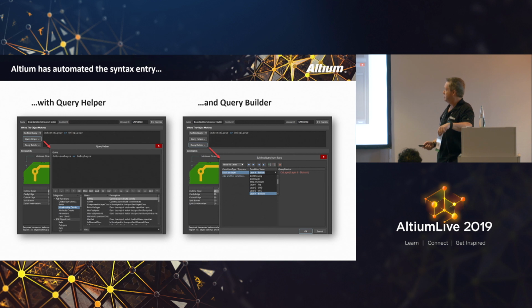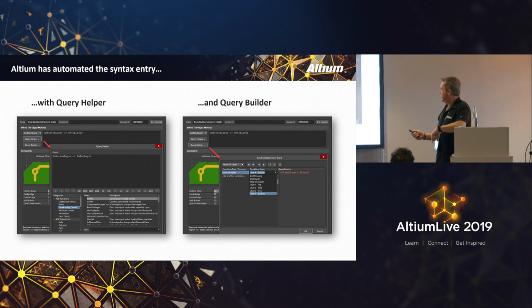That's not a big improvement, but I found that the query builder, which is the next button, allows you to enter conditions, which makes it easier to get your syntax correct. In this case, I select from the first column that I want to define something that exists on a certain layer, and then it gives me in the next column all the layers that are currently available in my PCB database to act upon. That way I can narrow down and format my syntax more easily.